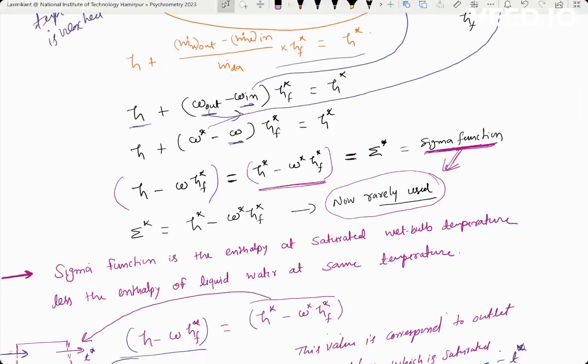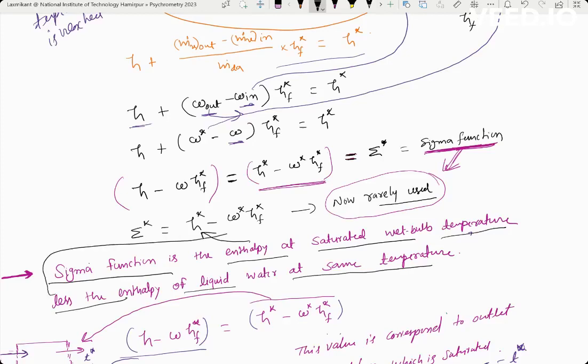Okay, so what is this sigma function? Sigma function is basically the enthalpy at saturated wet bulb temperature. This is the enthalpy at saturated wet bulb temperature less the enthalpy of liquid water at the same temperature. So we are subtracting this omega star HF star from this H star. So this is the less the enthalpy of liquid water at the same temperature.